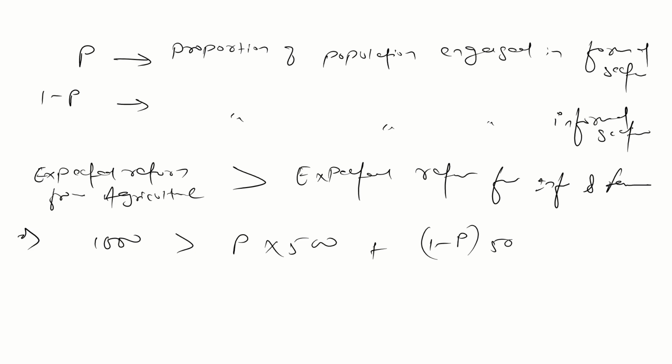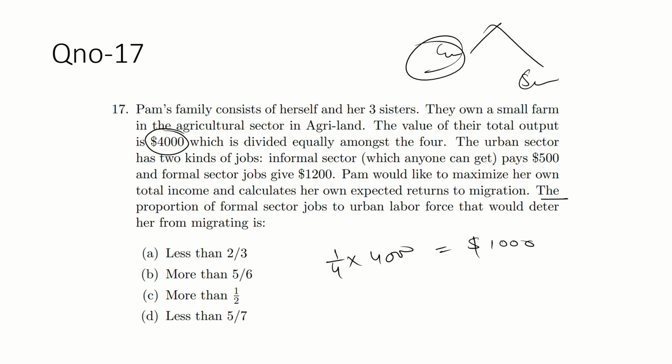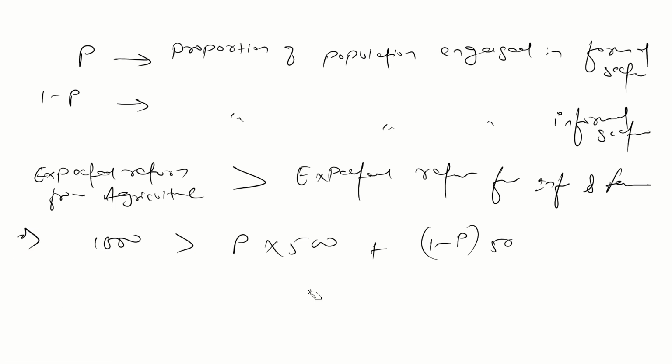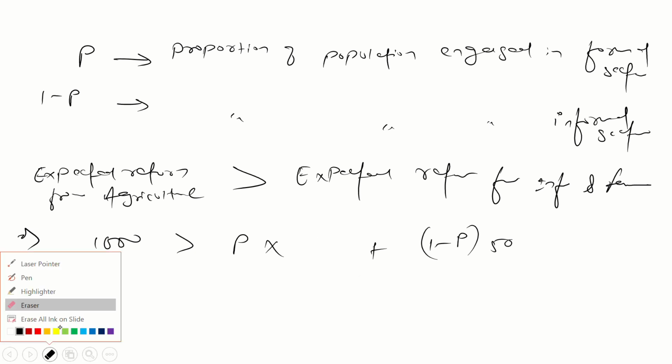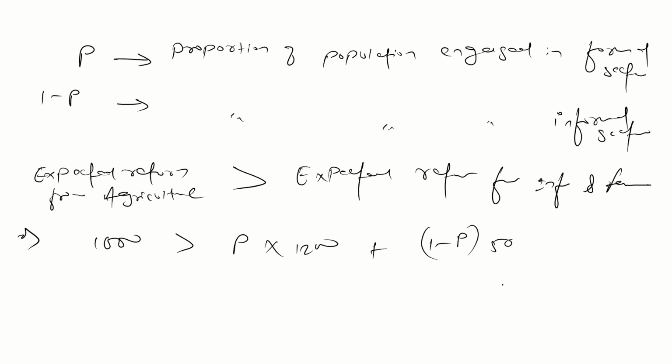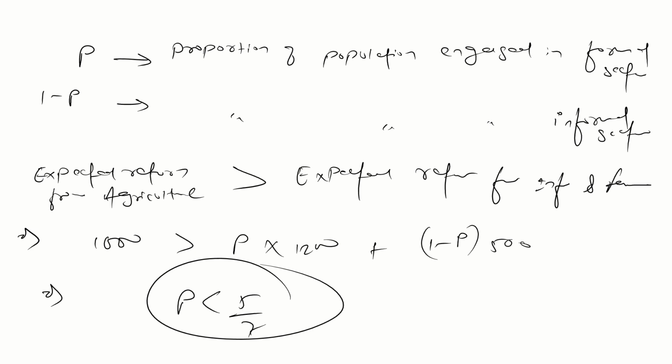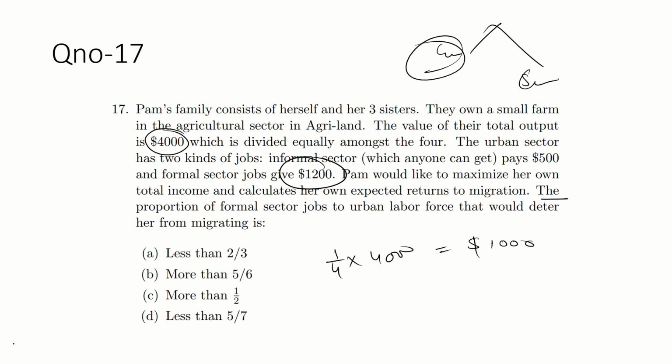No, I think, guys, formal sector gets how much? Formal sector gets $1,200, not 500. So here I just write $1,200 for P and this is $500. Guys, just work out this simple algebra. After doing this, you will get P should be less than 5 by 7. P should be less than 5 by 7. So D should be the correct option.